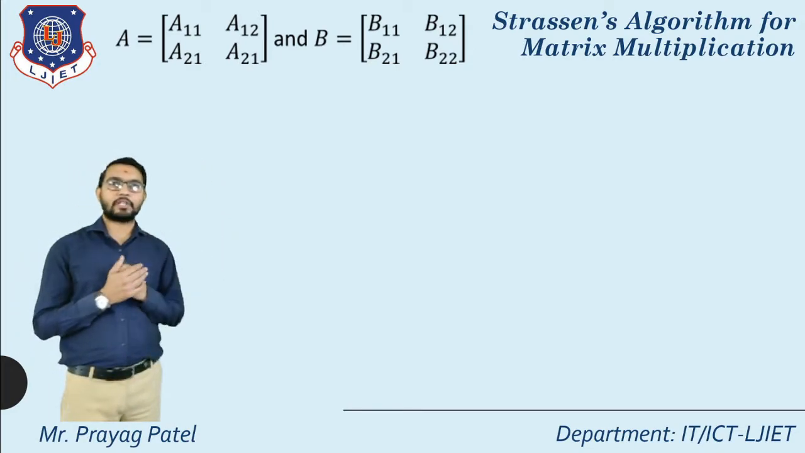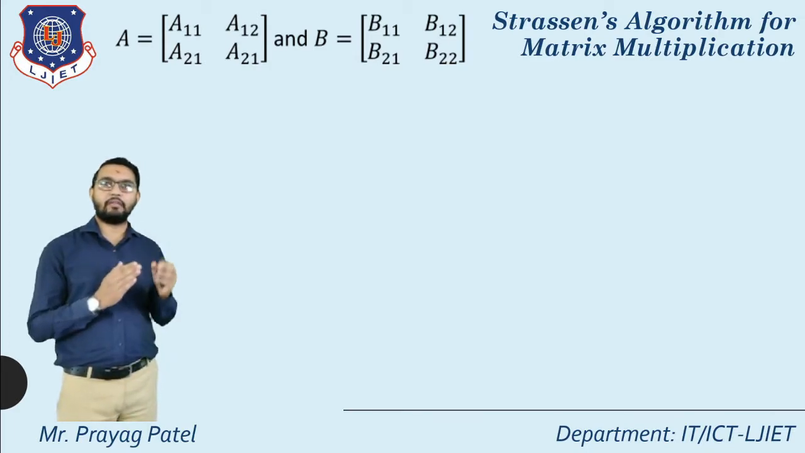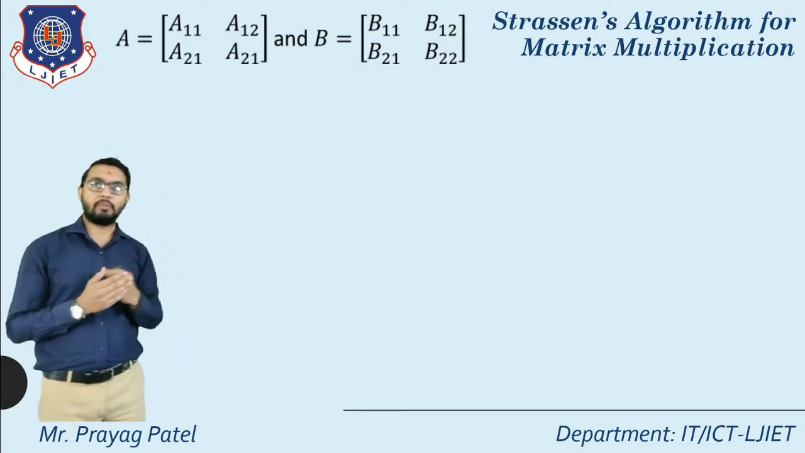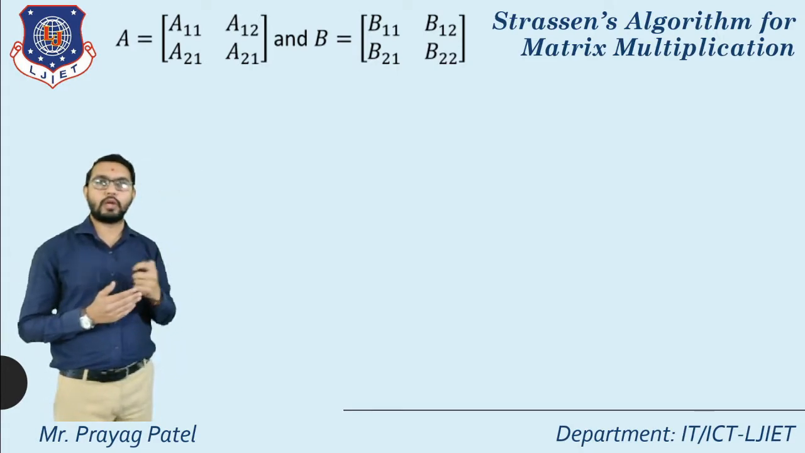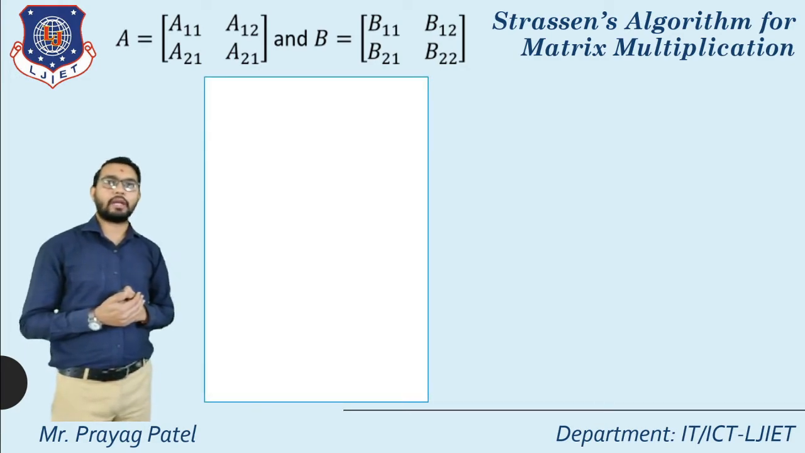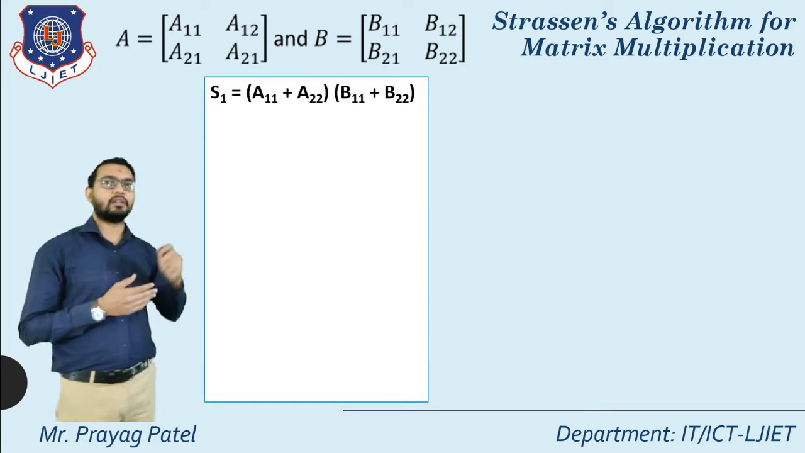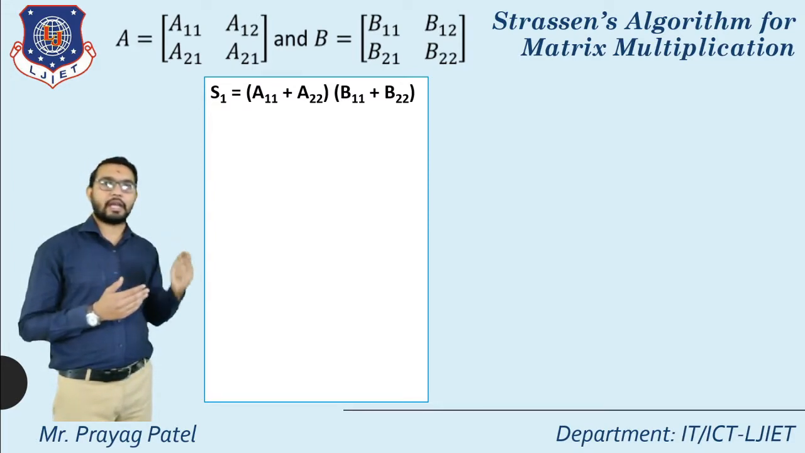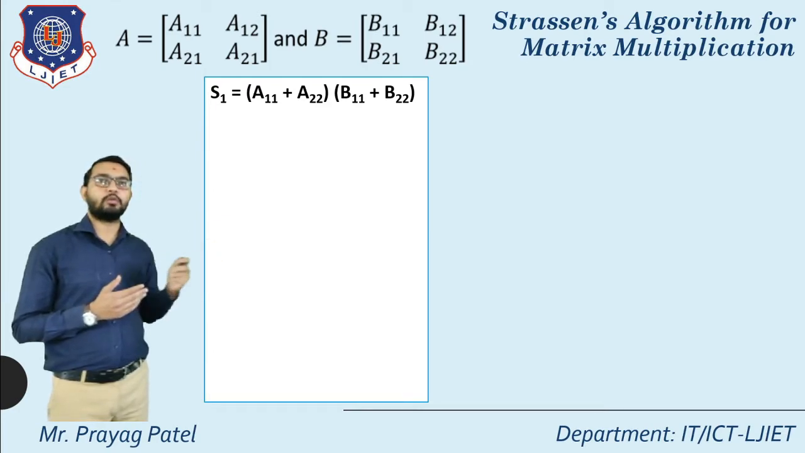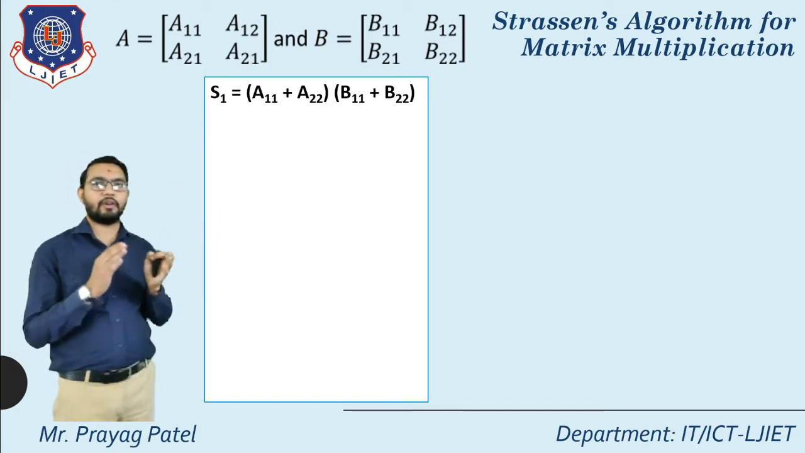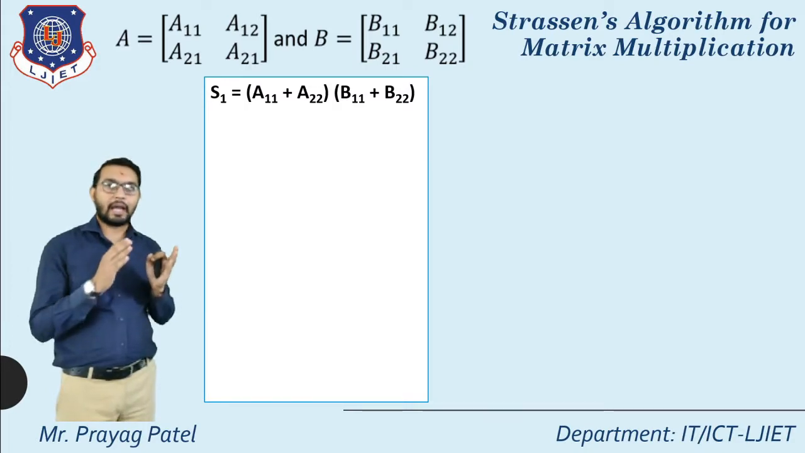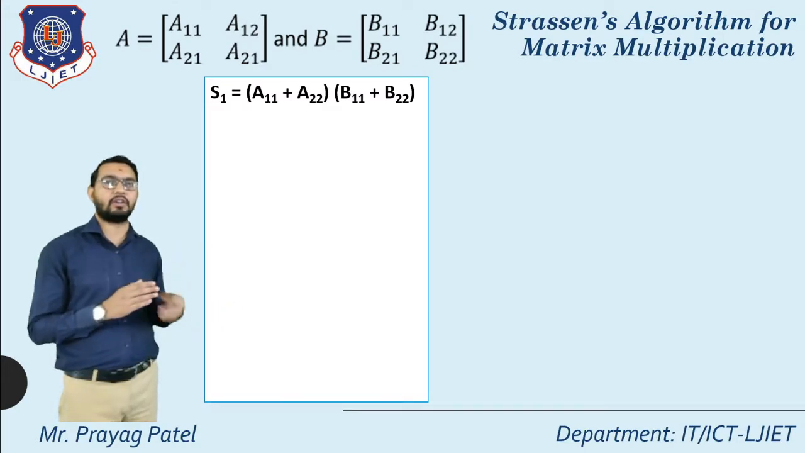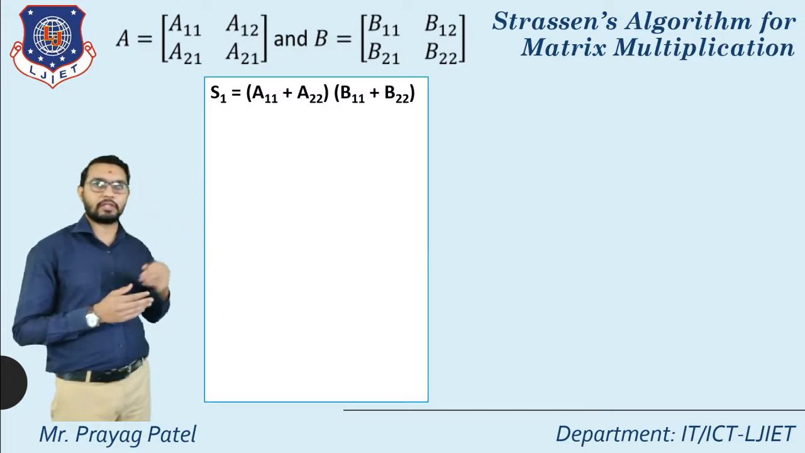For example, consider the first matrix A as A11, A12, A21, A22, and the second matrix B as B11, B12, B21 and B22. Now multiply these two matrices. What are the equations? The first equation is S1. S1 equals (A11 plus A22) times (B11 plus B22). In Strassen's method we have a total of S1 to S7 equations, and after finding the values of S1 to S7 we will get the final C11, C12, C21 and C22. So the first equation is this.